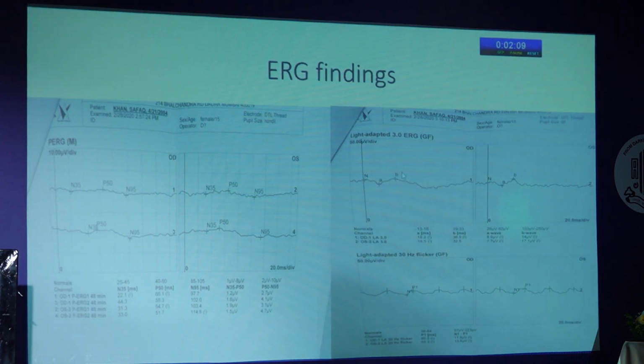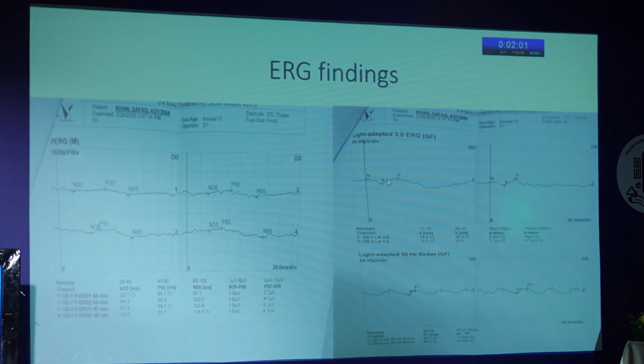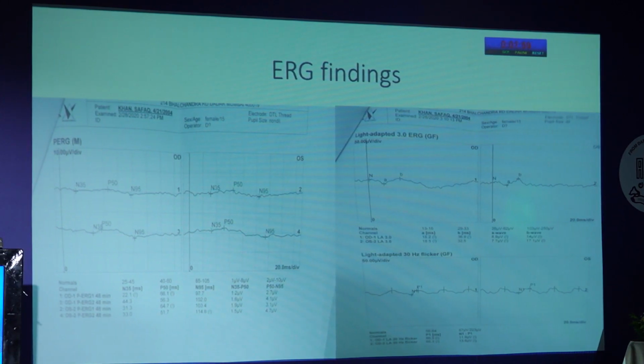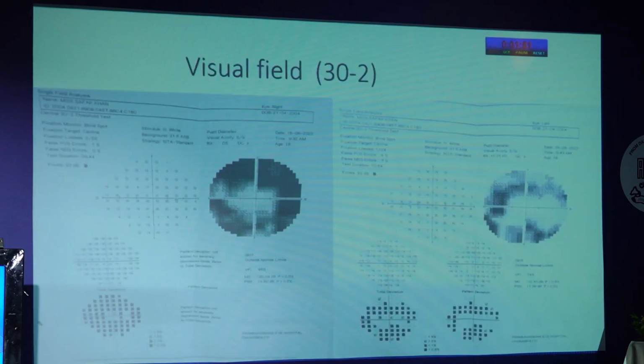The light adapted ERG shows reduced A and B waves, which is suggestive of reduction of cone response and inner retinal layer response by the B wave. The dark adapted ERG shows normal ERG. The visual field shows a localized scotoma, which corresponds to the lesion.